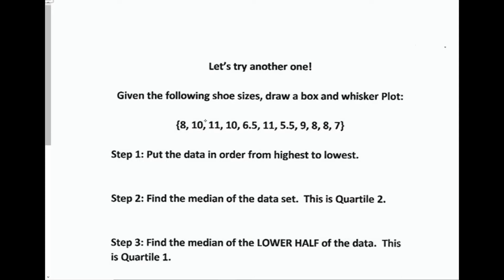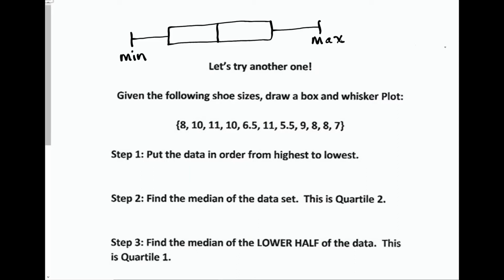So I want you to remember that a box plot looks a little something like this. Okay, here is my minimum data value. Here is my maximum. Here is the median. This is quartile 1, and this is quartile 3. Okay? I want you to remember that the median is exactly that. It's the median of the data set.